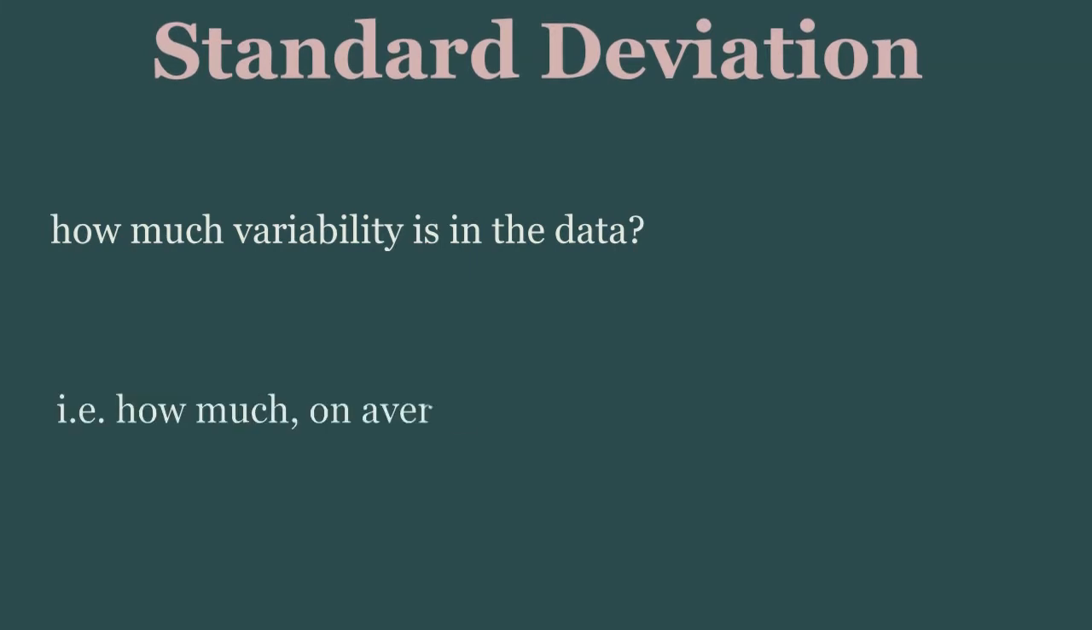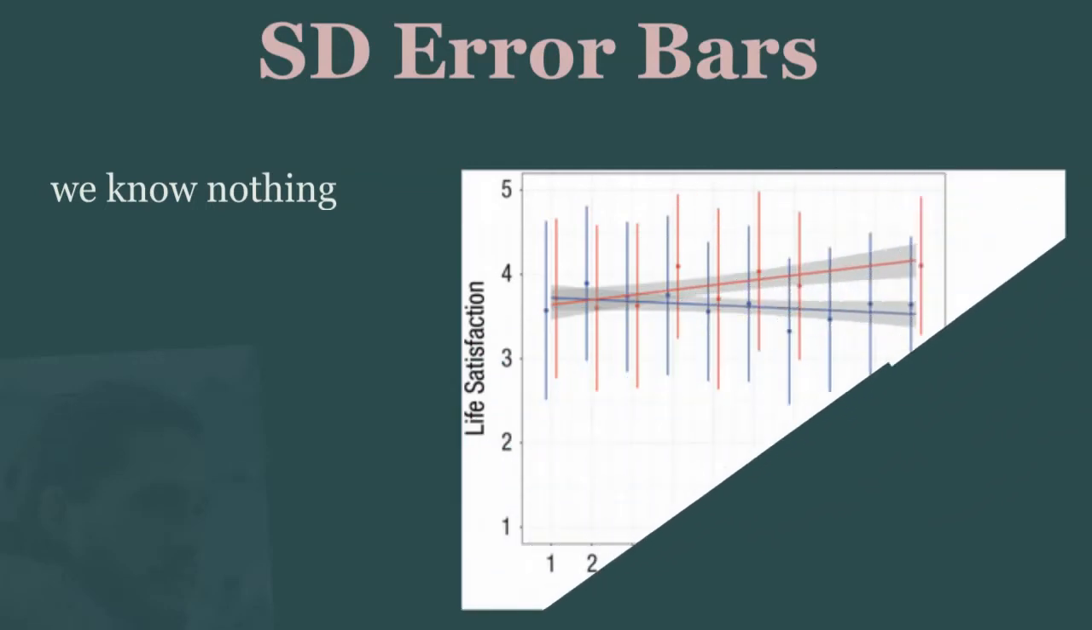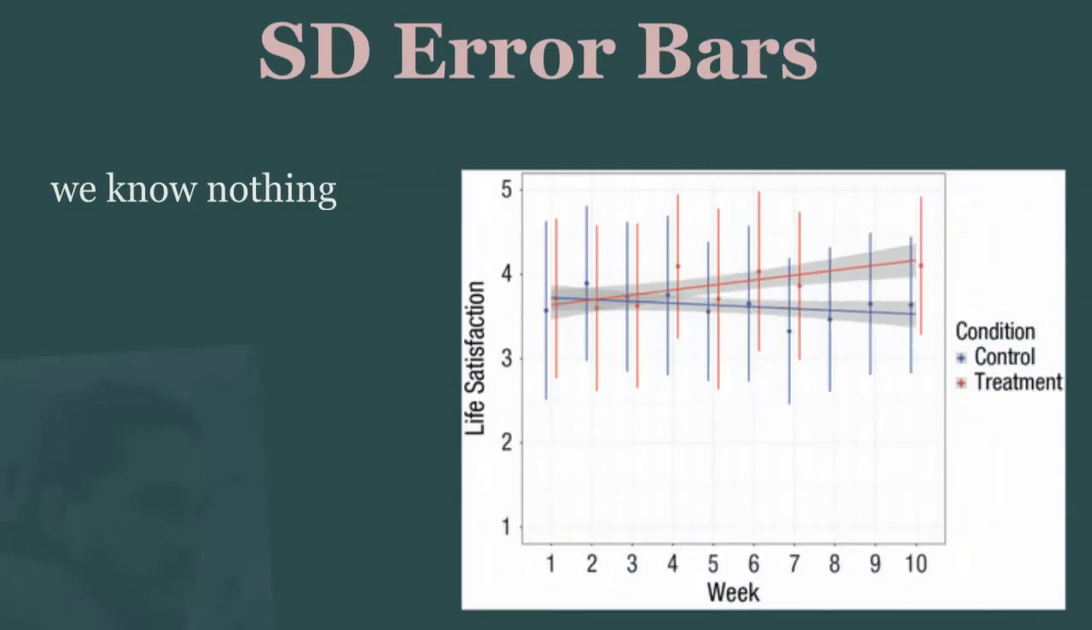Standard deviation is a basic measure of how much variability is in your data. Mathematically, it represents the average distance between all your individual data points and the mean. Now, while standard deviation error bars are the purest representation of the variability within your data, I personally don't like them because they tell us very little information as to the statistical significance or effect size of the differences we care about. Which brings us to standard error.